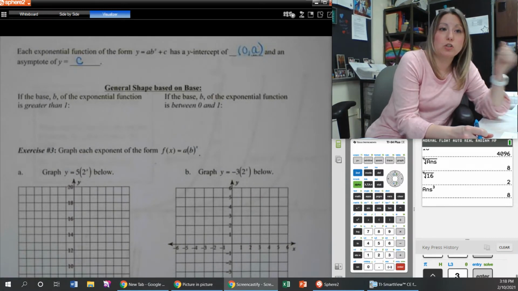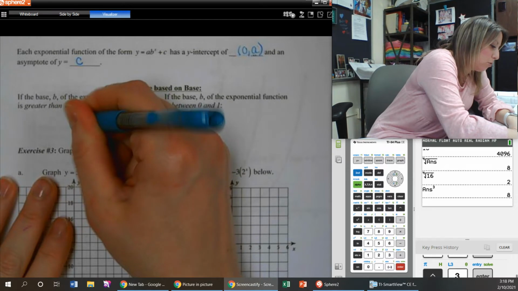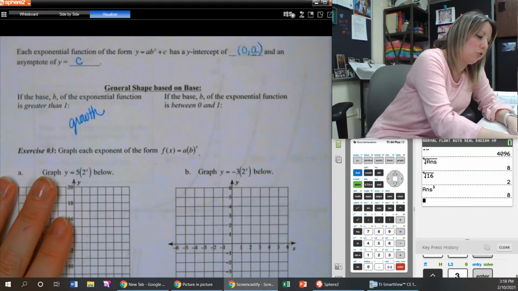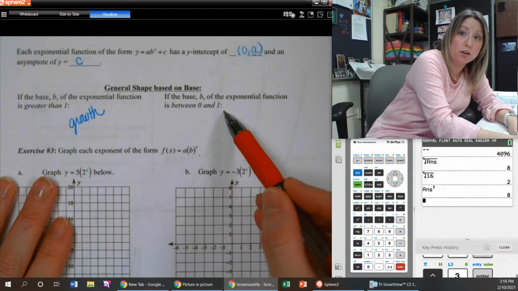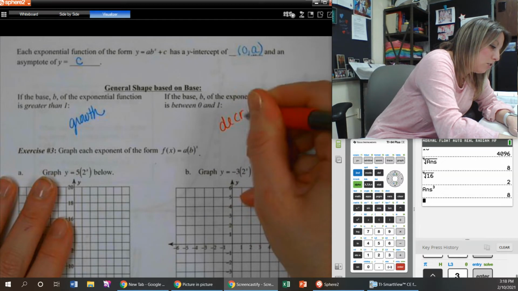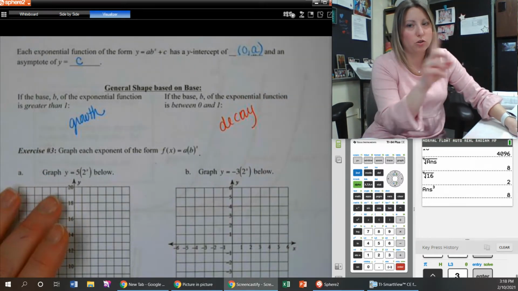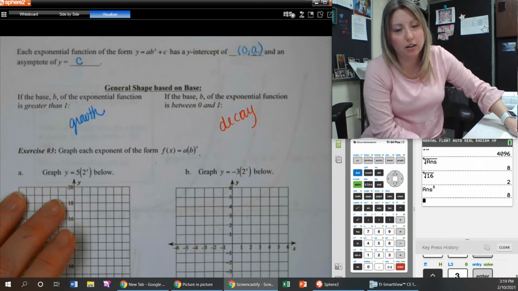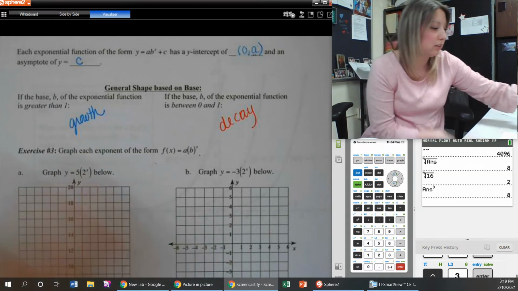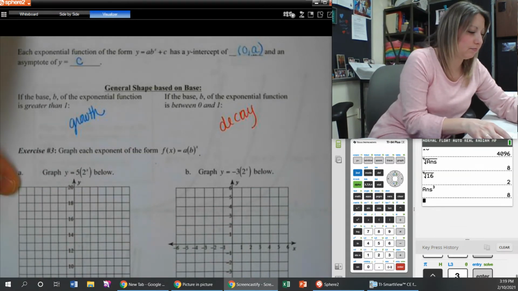All right. So if your base of the exponent is greater than 1, we've already talked about that. That's growth. And if your base of your exponential function is between 0 and 1, so it's a fraction less than 1, that's going to be decay. Notice we're not talking about negatives there, and we're not talking about 0 there. So avoid that base being a negative number and avoid that base being a 0. We're not going to deal with that currently.